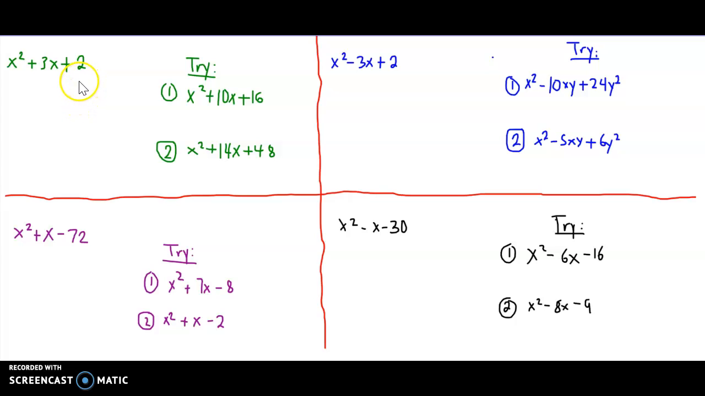Today we're going to be factoring polynomials, and we're only looking at polynomials where the a value is 1. I had divided my screen here into 4 boxes to show you 4 main categories depending on the signs. So let's go ahead and start with the first one.